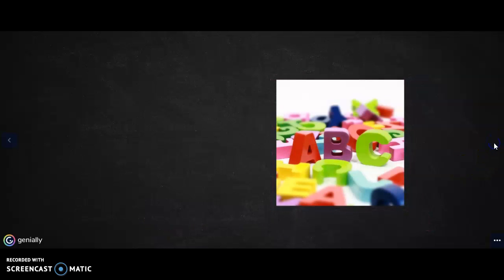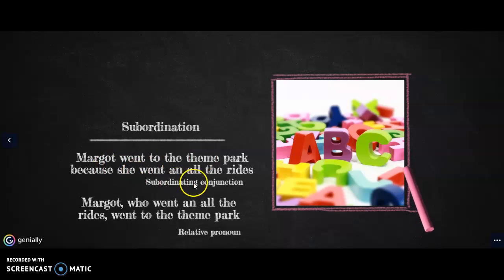And subordination. Subordinating conjunction: Margot went to the park because she went on all the rides. And relative pronoun: Margot, who went on all the rides, went to the theme park. And that's all for this day.